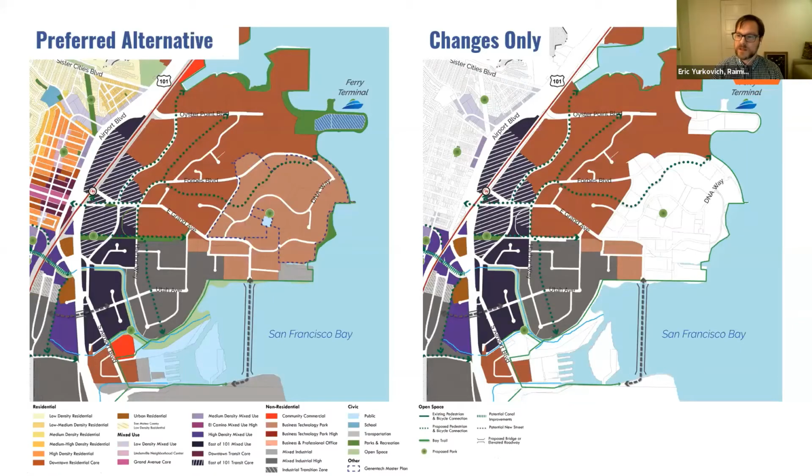And this is the change in those land use types. So on the left-hand side, you see the preferred land use map, and on the right-hand side, you can see what those changes are in the land use.